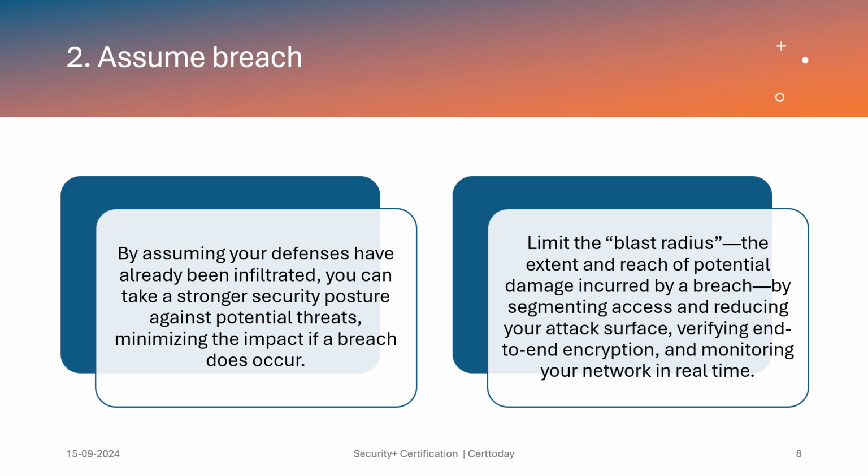So one of the main points of this assume breach mindset is to limit the blast radius. What does that mean, right? It is the extent and reach of potential damage incurred by a breach. So if something were to happen, how can I stop it, how can I minimize the impact? By segmenting access and reducing your attack surface, verifying end-to-end encryption, and monitoring your network in real time, you can accomplish those things.